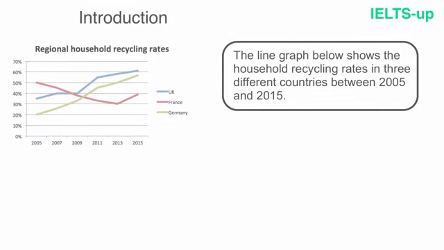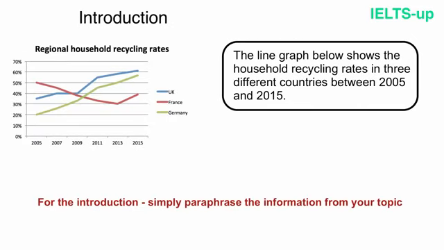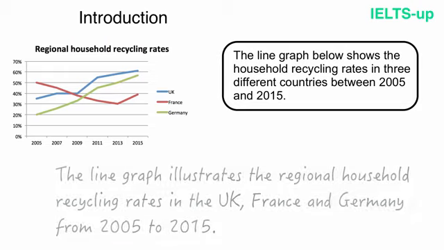Now, let's see how you should write each paragraph in order to produce a Band 9 answer. For the introduction, you need simply to paraphrase the information from your topic. It should not be longer than 2 sentences. You see, you need simply to tell what your graph shows and for what period of time. And here is how I wrote it. The line graph illustrates the regional household recycling rates in the UK, France, and Germany from 2005 to 2015.